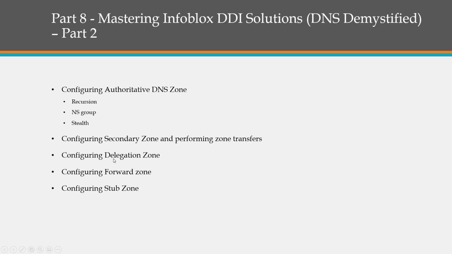Okay, but before we go to the delegation zone, let's quickly look into these concepts: what is recursion, what is NS group, and what is stealth. So recursion I've already covered in my previous video. Recursion is an option that we need to set on my DNS server if and only if that DNS server is expected to send queries to the outside world.